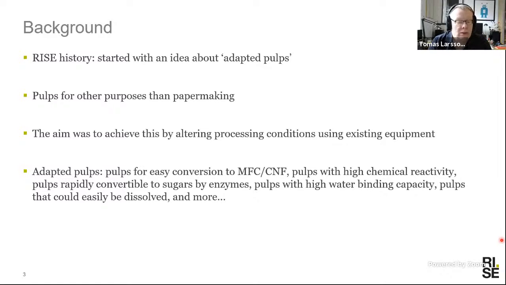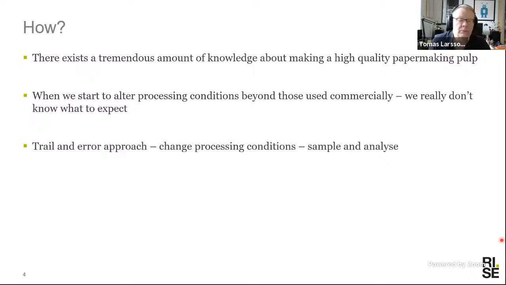And then adapted pulp, it's of course a rather broad concept, but it can be pulps that can be easily converted to MFC or CNF, pulps with high chemical reactivity, pulps that can be rapidly convertible to sugars by enzymes, pulp with high water binding capacity, and pulps that could be easily dissolved in some selected dissolution system and so on. And it can be more, of course, but in traditional terms, you could actually say that what we would like to do is actually to produce a rather poor paper making pulp.